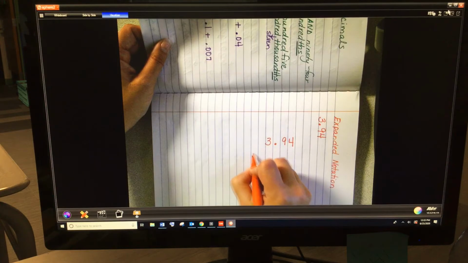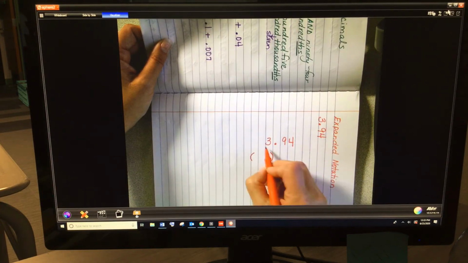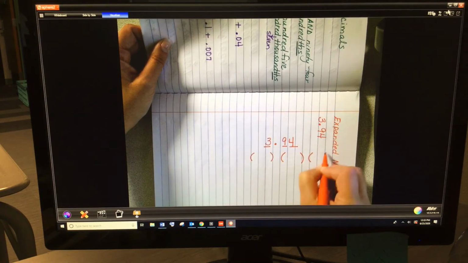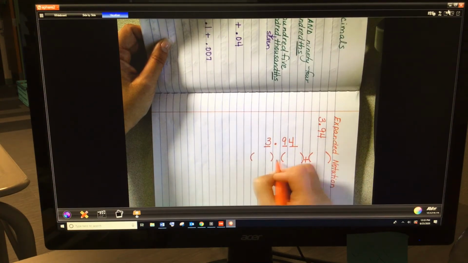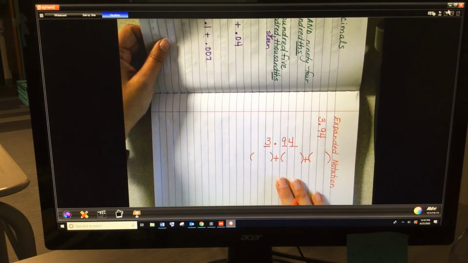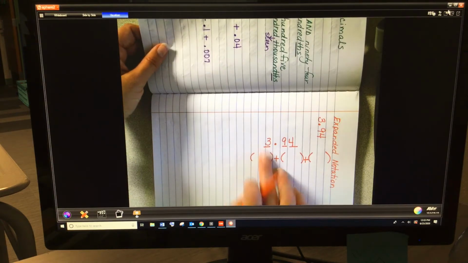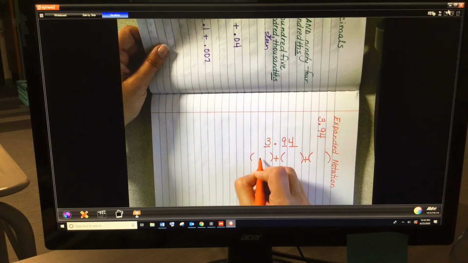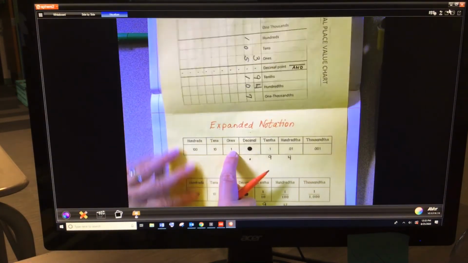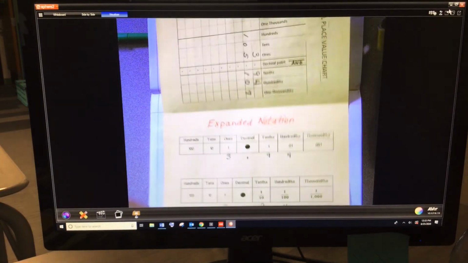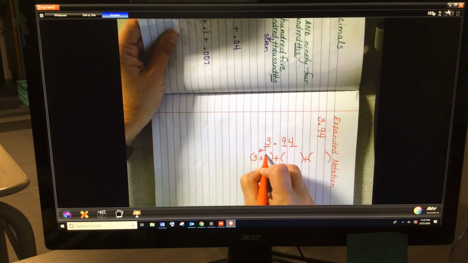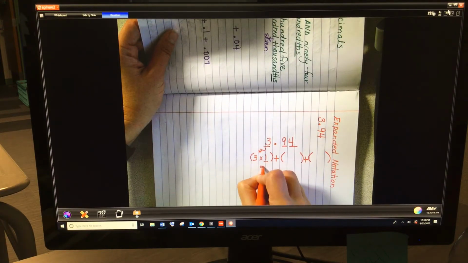Now we're going to be making parentheses. We have 3 values, so we're going to have 3 sets of parentheses. And in between those sets of parentheses, we're going to have addition signs. This is expanded notation. All right, let's go to that 3. We're going to make a multiplication problem to go in here. What place value is it? It's 3 times what? 1, because we're in the ones place. Because this is the ones, we have 3 times 1, because it is in the ones place.